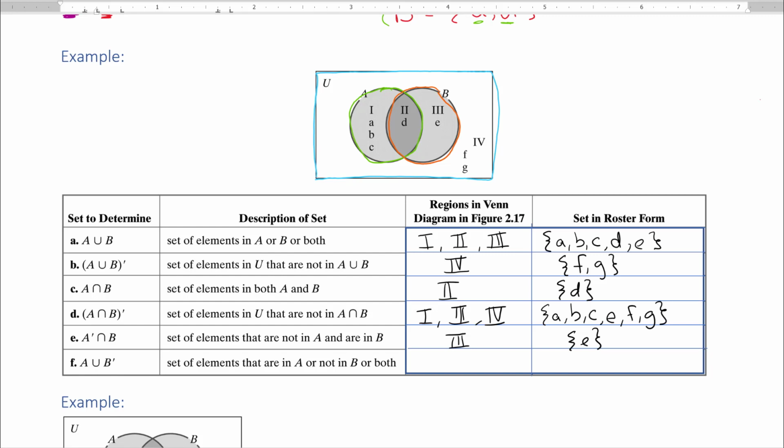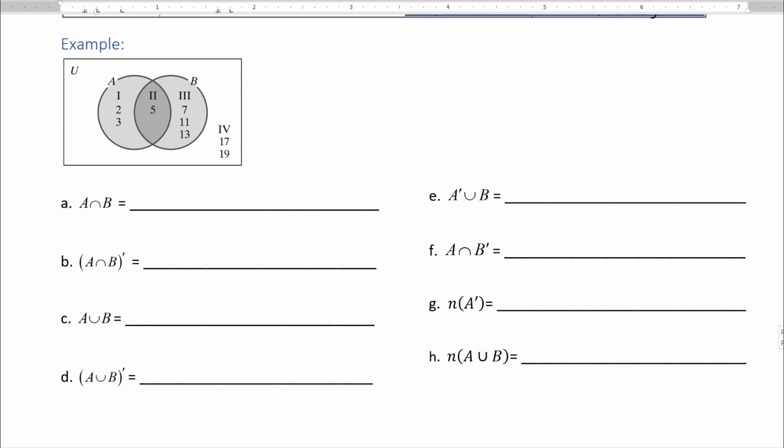It can be in the green circle, so that's region 1 and region 2, or not B, so that could be region 4, or both. Okay, so I think we have all the regions. And what are the elements there? A, B, C, D, not E, and then F and G. So those can get a little complicated, but the Venn diagram helps you visualize it, especially for those visual learners out there. All right, one last example here.